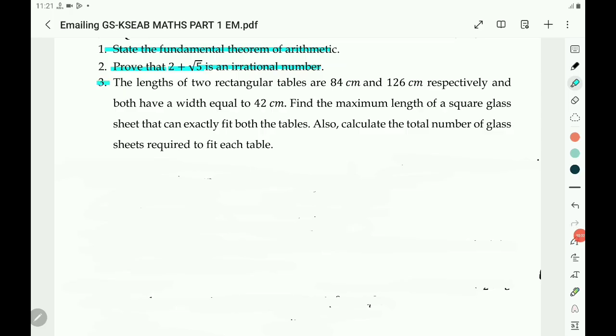Question number 3, third question. The lengths of two rectangular tables are 84 cm and 126 cm respectively, and both have a width equal to 42 cm. Find the maximum length of a square glass sheet that can exactly fit both the tables. Also calculate the total number of glass sheets required to fit each table. In this question, the lengths of the rectangular tables are given. They are 84 cm and 126 cm. The width of both the tables is equal. They are equal to 42 cm.